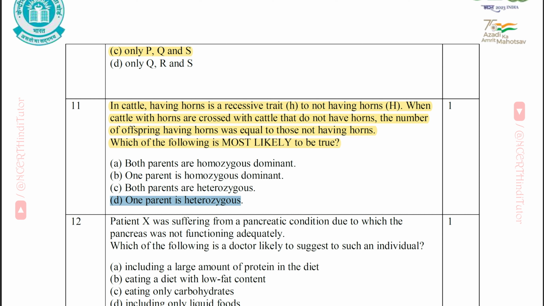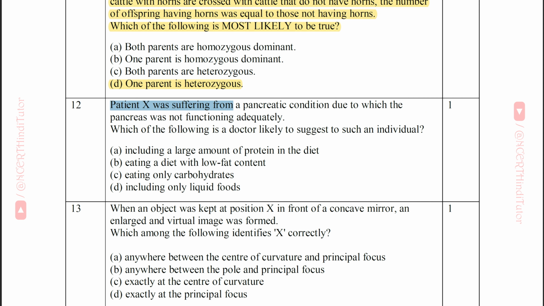One parent is heterozygous. Patient X was suffering from a pancreatic condition due to which the pancreas was not functioning adequately. Which of the following is a doctor likely to suggest to such an individual? Answer B. Eating a diet with low fat content.